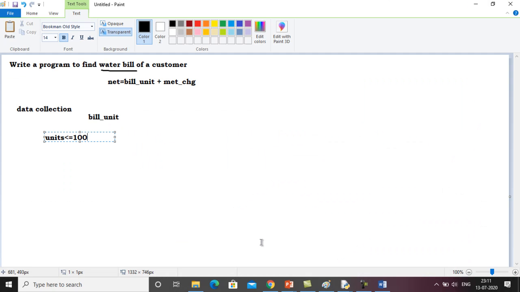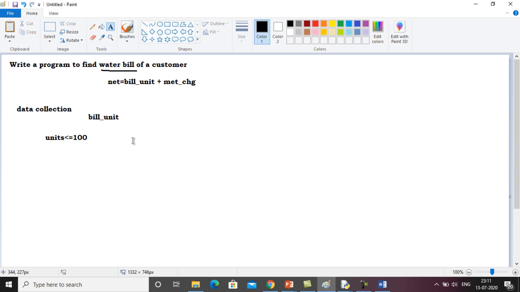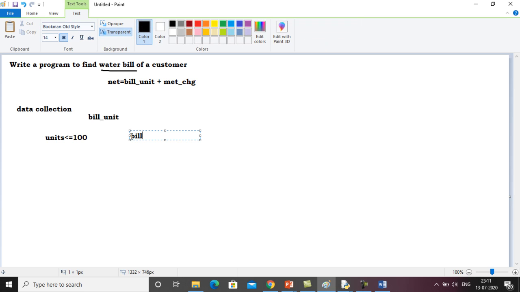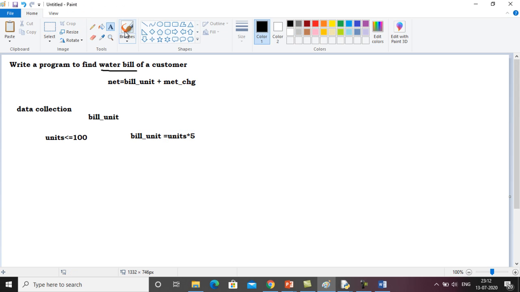So if the units consumed by the user are less than or equal to 100, what will be the bill unit? Then the bill unit will be the units consumed by the user multiplied by 5. If this condition is true, only in that case the bill unit is calculated by this approach. But suppose the units are not less than or equal to 100, and the condition is false.